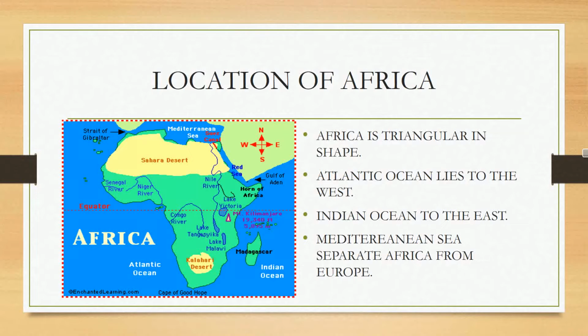Dear students, on the left hand side I have provided you with the map of Africa. Please find out these water bodies on the map: Atlantic Ocean, Indian Ocean and Mediterranean Sea. You can pause the video to find it out.